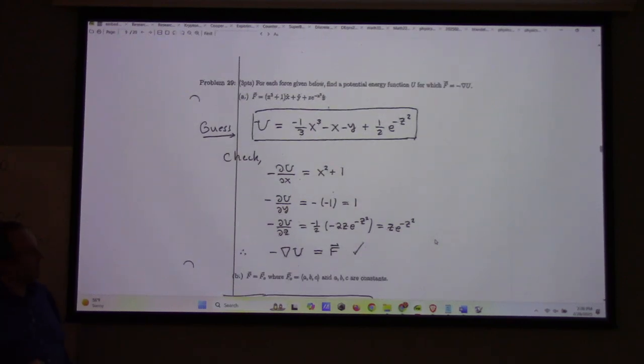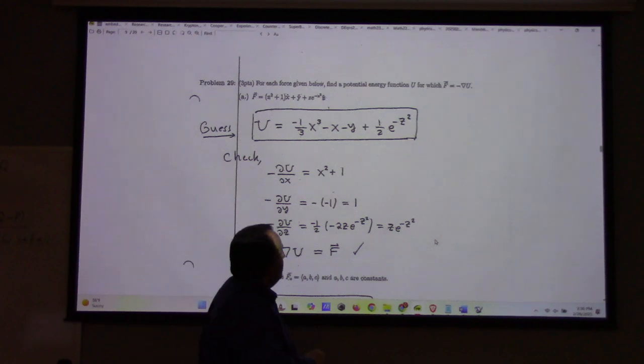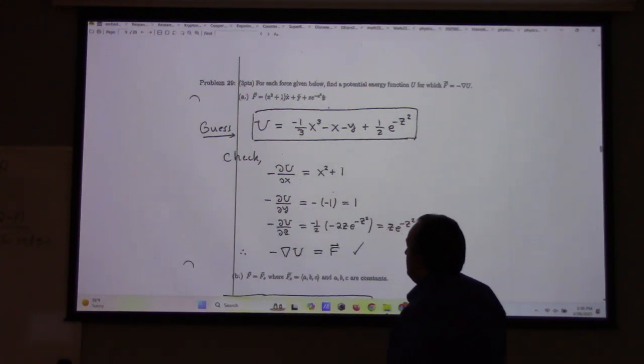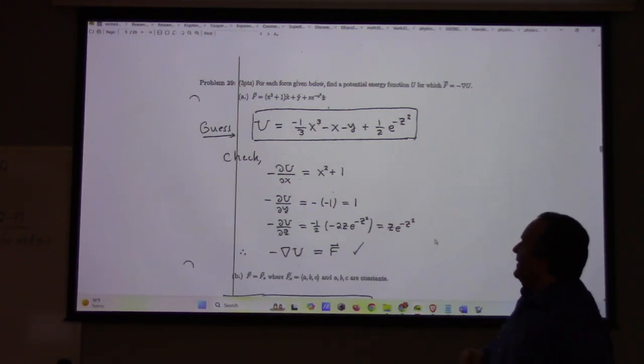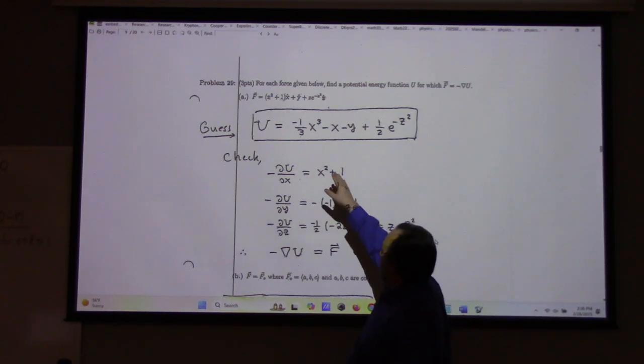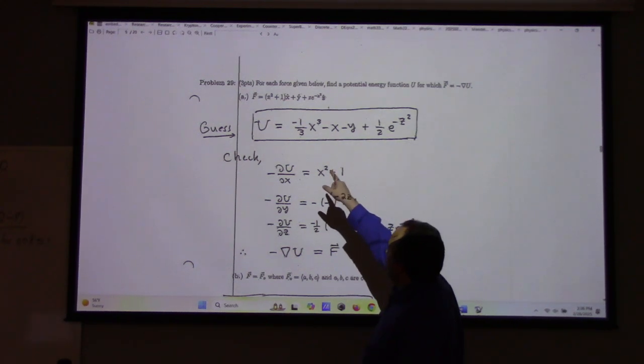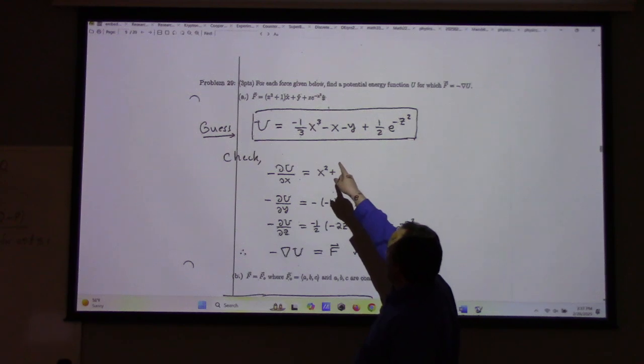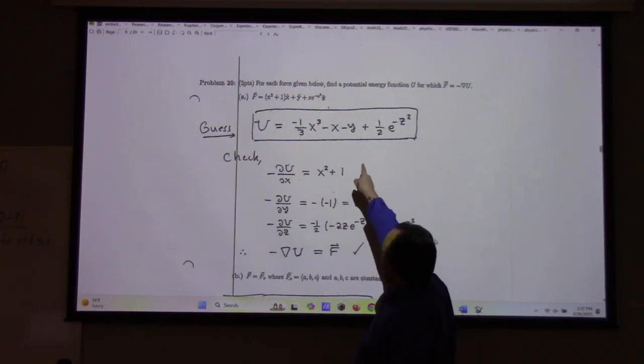Find the potential energy function here. So we've got x squared plus 1 in the y hat direction, and z e to the minus z squared in the z hat direction. Honestly, folks, when I have something like this, I just write down the answer, to be totally honest with you. I integrate x squared plus 1, I get minus 1/3 x cubed minus x. I have to put a minus, right? The integral of 1 is y, so that's why I put a minus y there.